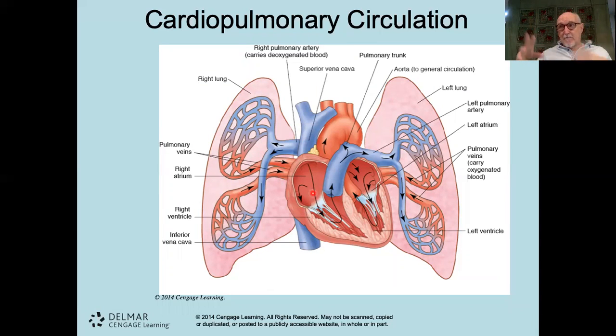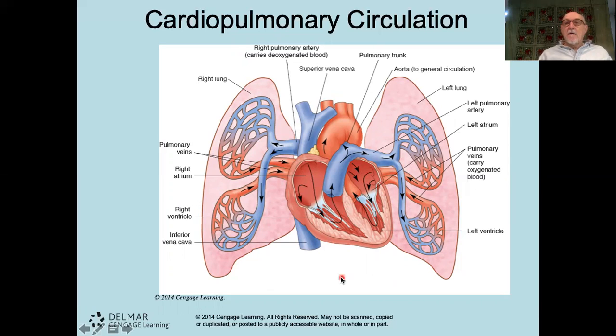First, the great circulatory systems. The first one we have discussed before, and that is the cardiopulmonary circulation. So this is revision, right? This is the right-hand side of the heart. This is the left-hand side of the heart here.